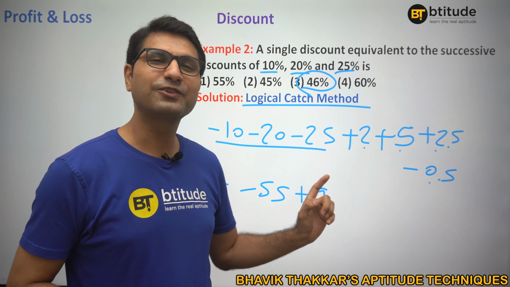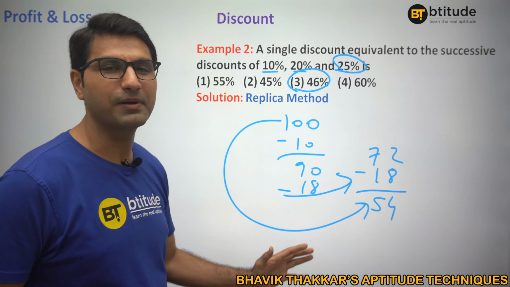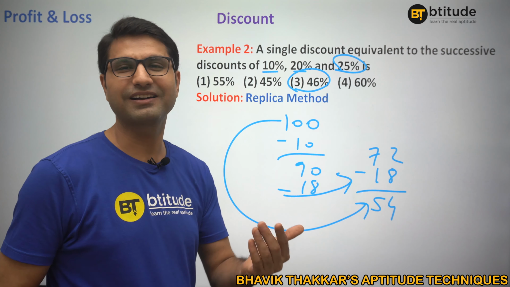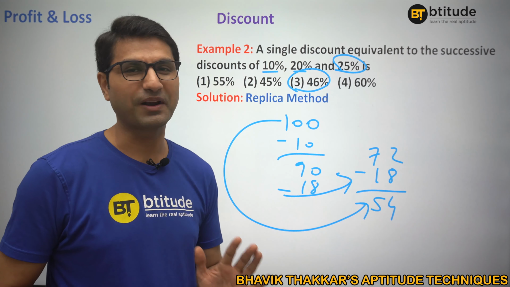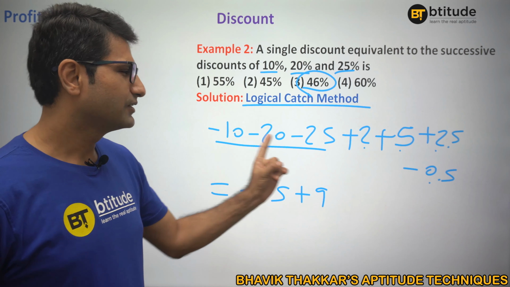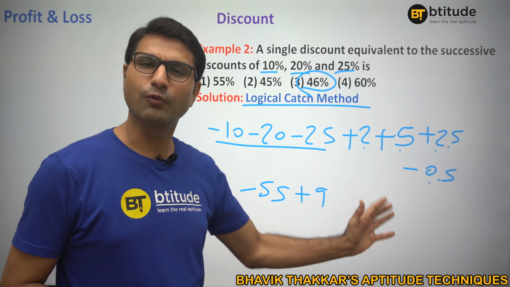Alright. You can actually adopt the other 2 methods, like whether you can go by multiplying factor method or replica method, as you are comfortable with the numbers given in the question, it depends upon that. But I think this one is not that kind of a shortcut. So I would rather avoid this.